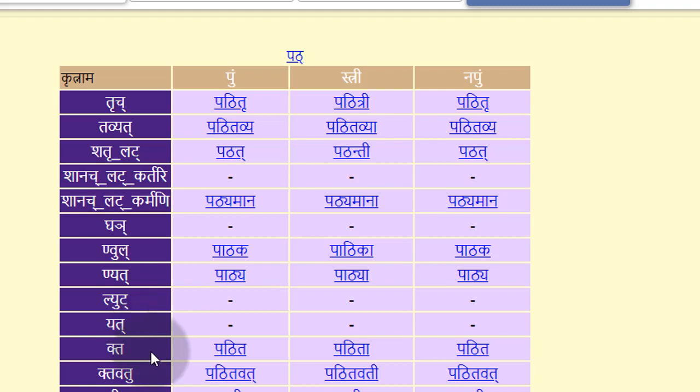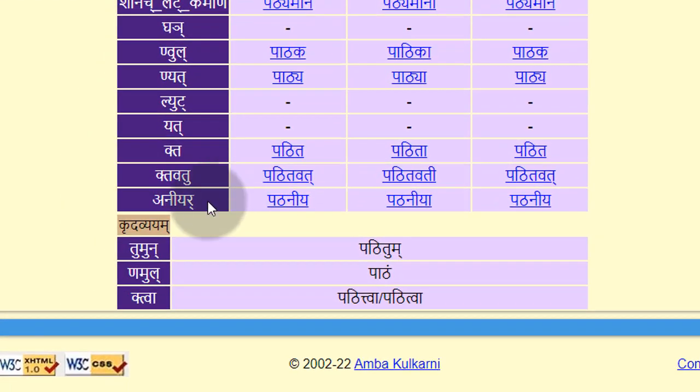And kta, patitaha, patita, patitam, like that. Ktavatu, patitavat, patitavan, patitavati, like that. Aniya, pataniya, tumun, patitum, namul, patam, and ktva, patitva, like that. So many kridanta forms of dhatu you can see. So mostly using these three options available in this site and with the dictionary site, most of the study material you can make clear yourself.